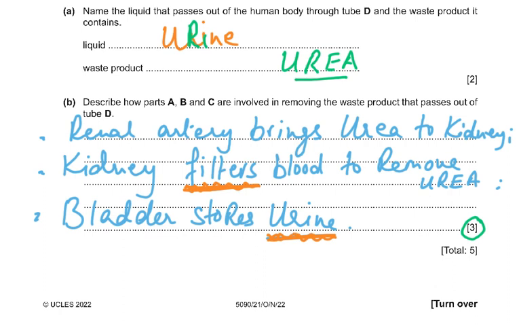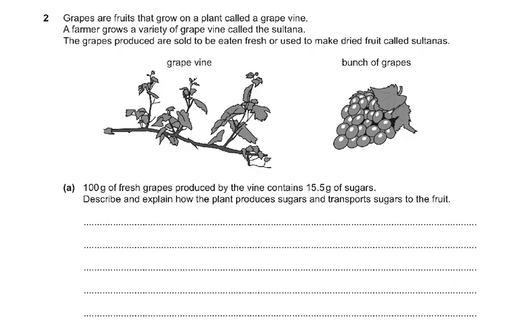If you didn't use the word urine, you didn't get a mark. Now coming to question number 2, grapes are fruits that grow on a plant called a grapevine. A farmer grows a variety of grapevine called the sultana. The grapes produced are sold to be eaten fresh or used to make dried fruit called sultanas.